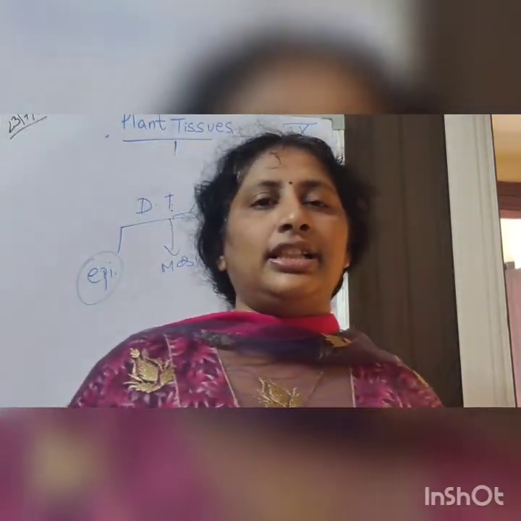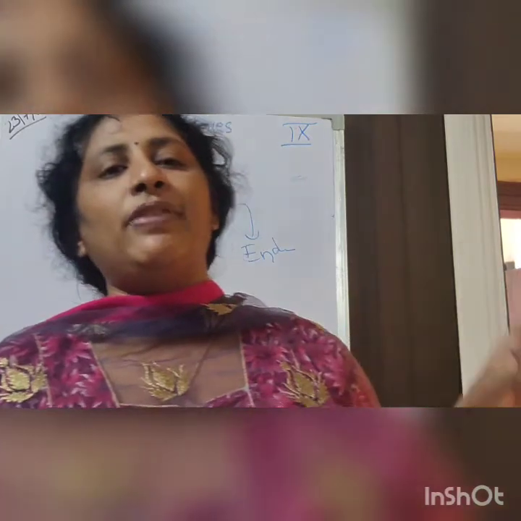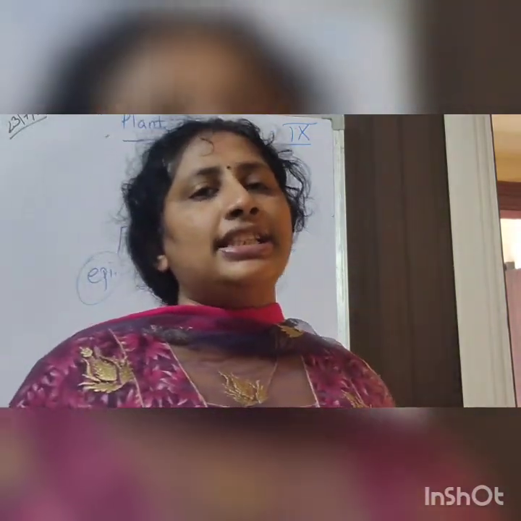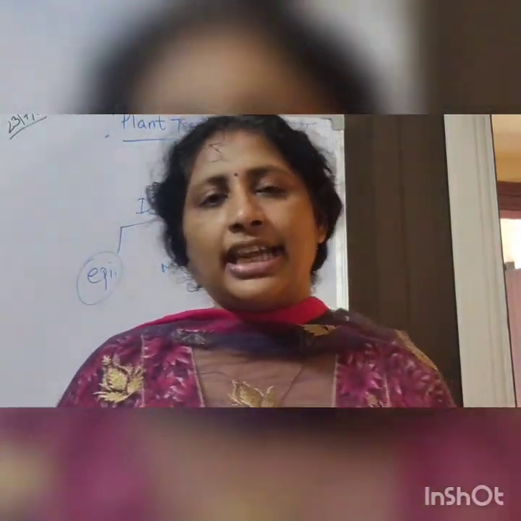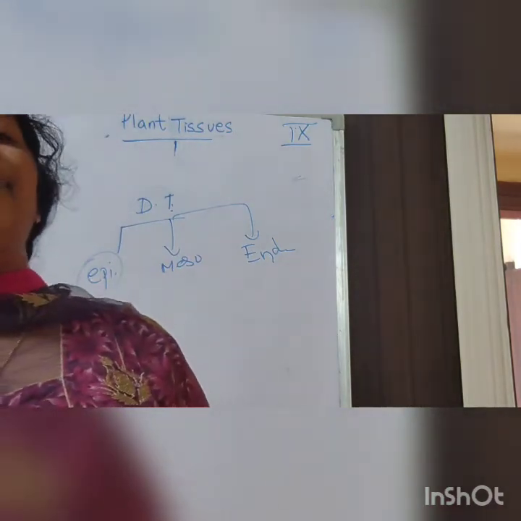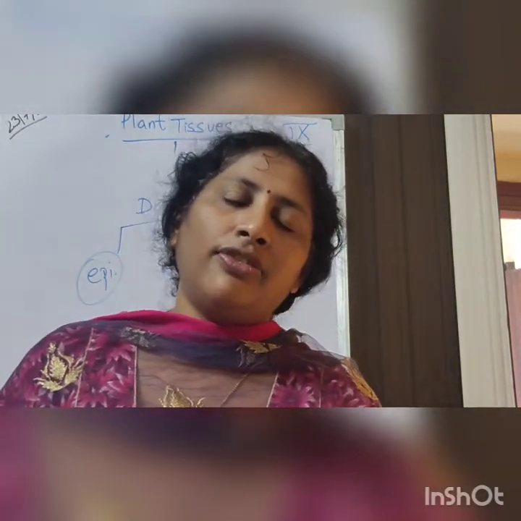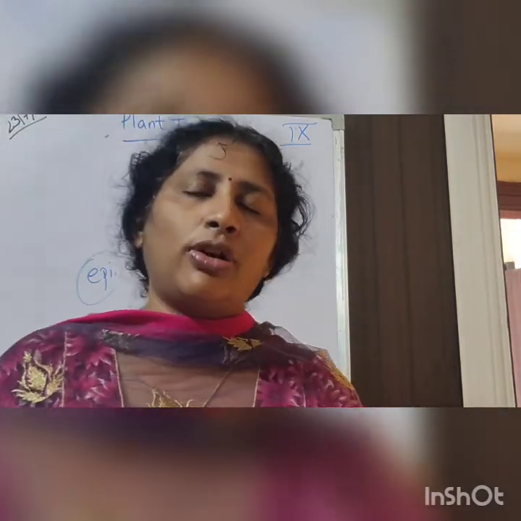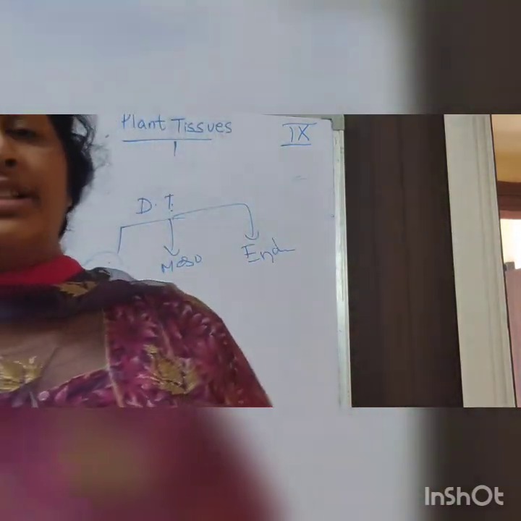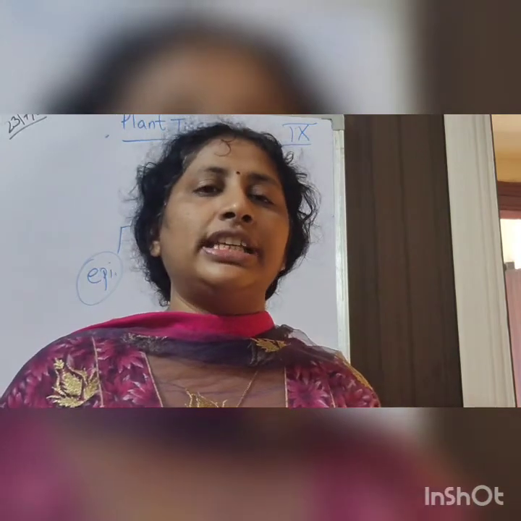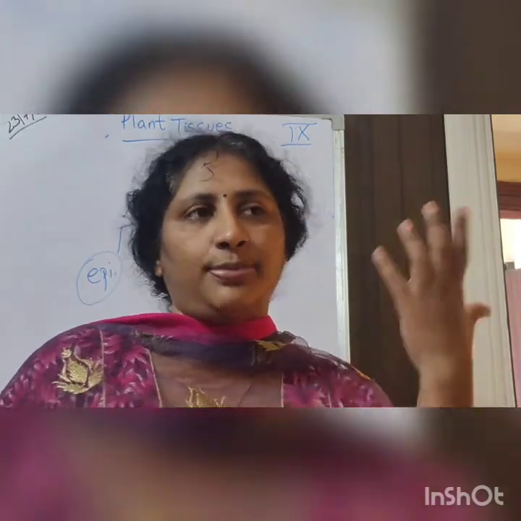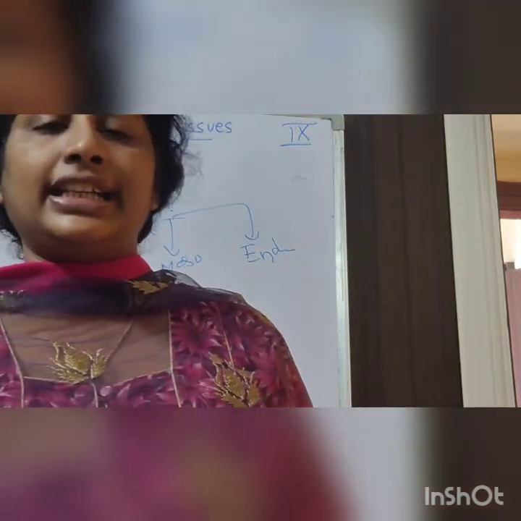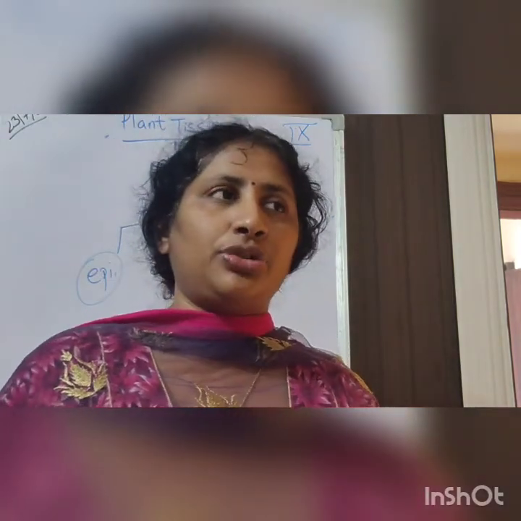So this direction is guided by what? Companion cells. And phloem parenchyma stores the food, and phloem fiber supports the phloem tissue. So xylem and phloem together are called vascular tissue. Vascular means transport. Conduction means transport. So they are called conducting tissue or vascular tissue.